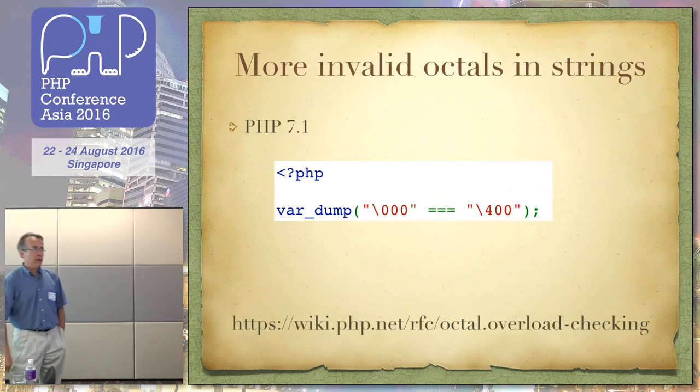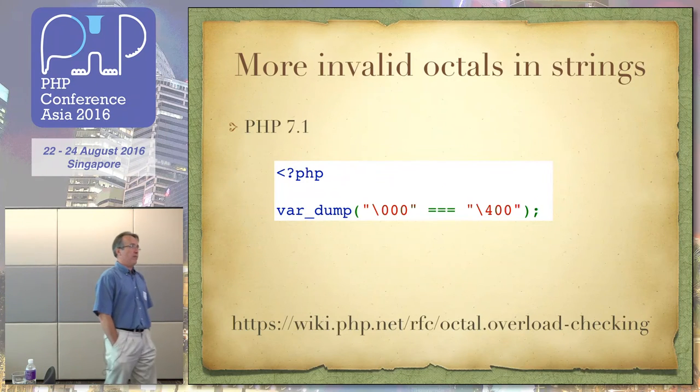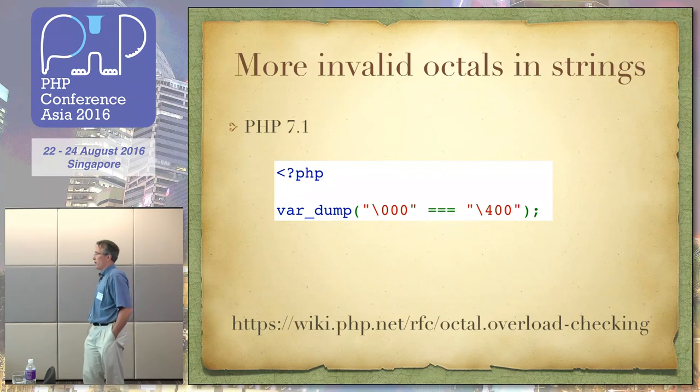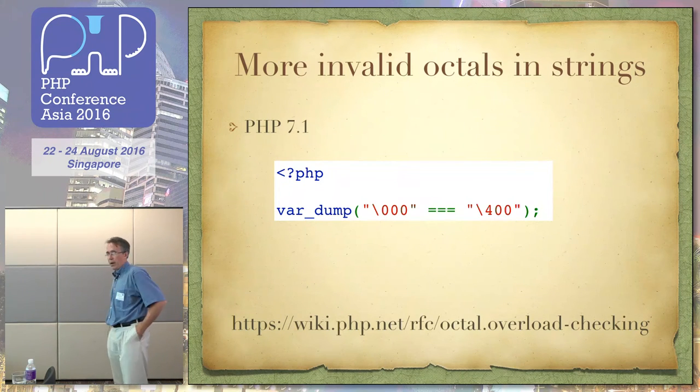So, another invalid octal, that will be for 7.1. And that's the same kind of problem as the previous one, but inside a string, where we mention the escape sequence, okay? Everything that's inside a sequence that PHP will actually turn into something else. So here slash 0, and then the next character will be octally defined as a character.